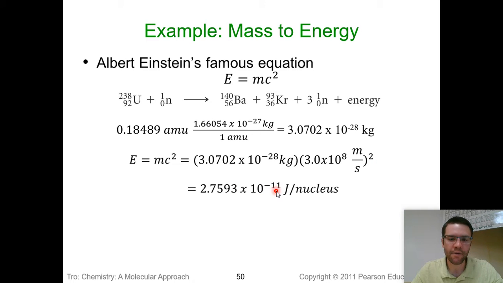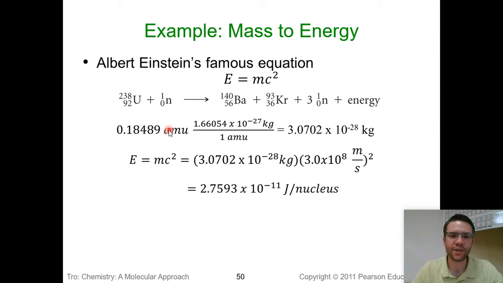It's 10 to the negative 11. You might be saying, well, that small number, I thought nuclear reactions produce a lot of energy. Isn't this a little bit of energy? Well, this is for one uranium atom to react. And we know in chemistry, one atom is a significantly small amount of reaction.